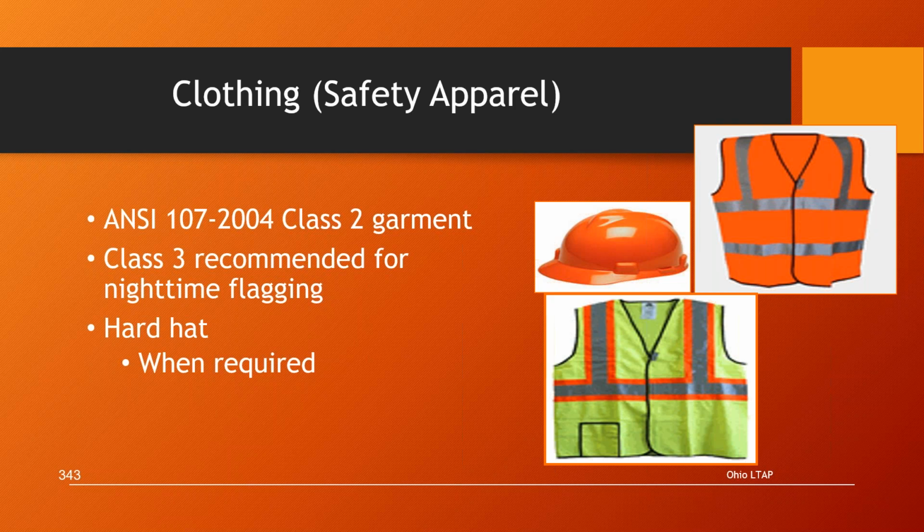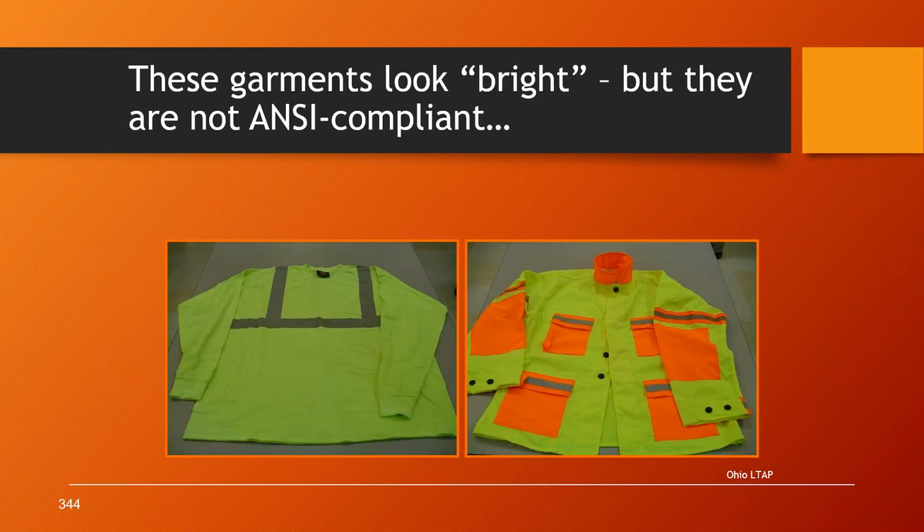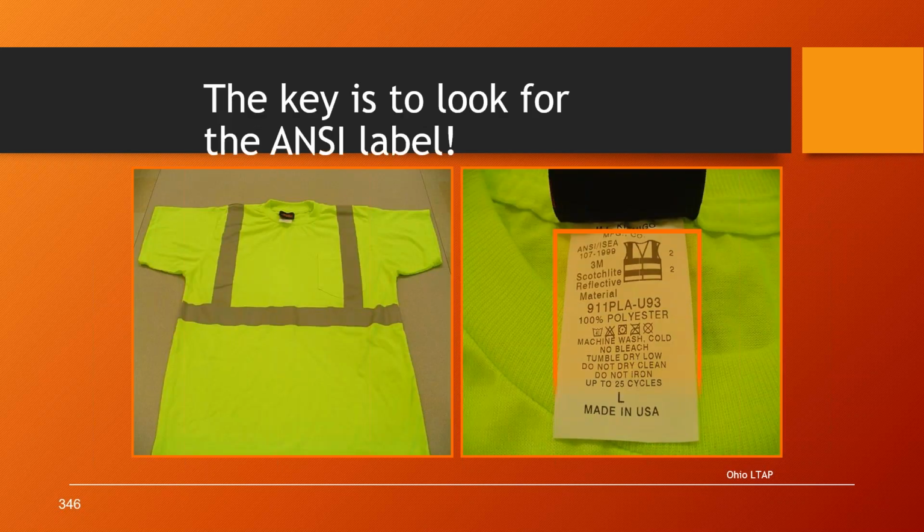So here are some examples of apparel that meets the standards. And these look like they might meet the standards, but they actually don't. The only way to know for sure that they meet the standards is that it should be listed on the tag of the apparel. If you look at the tag, like here on the right, it actually says up here, okay, this was taken a few years ago, but that says 1999. If your tag meets it, it'll say 107-2004.